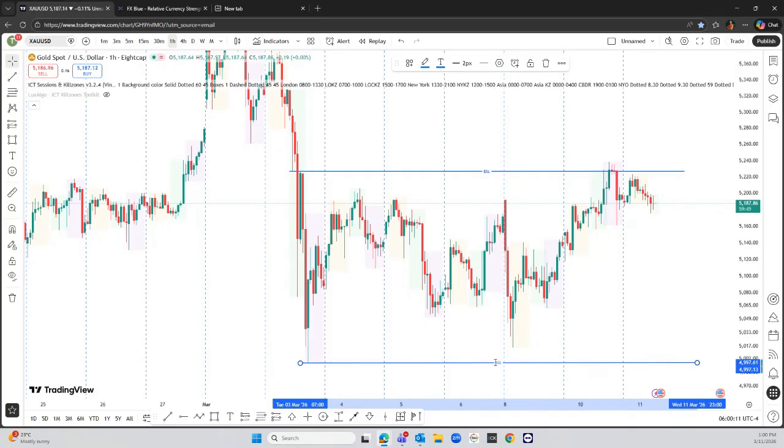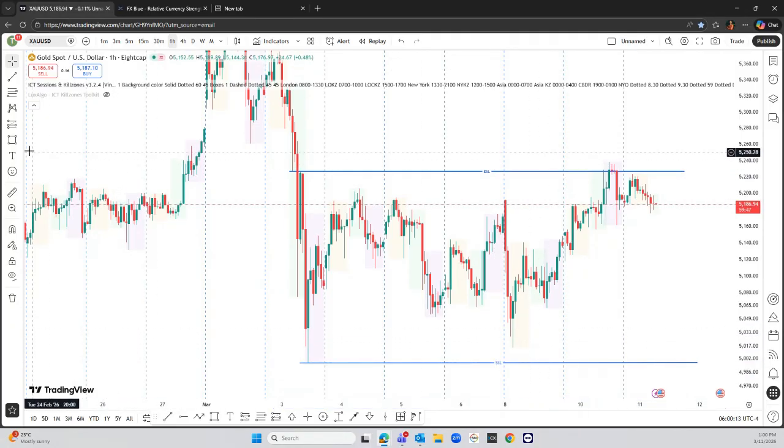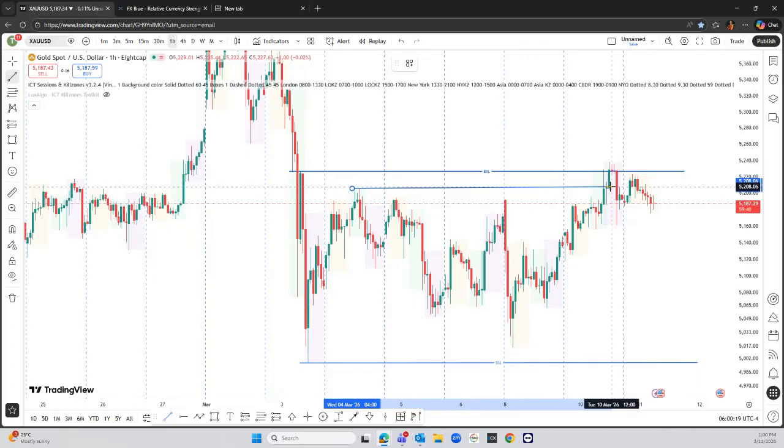But also, look at this, the high of this particular day. The major liquidity levels, the external liquidity levels, we are talking about weekly highs or weekly lows, previous daily highs, previous daily lows, monthly highs and lows, even session highs and lows. Those are external liquidities. So we have this previous day high, that is the buy side liquidity.